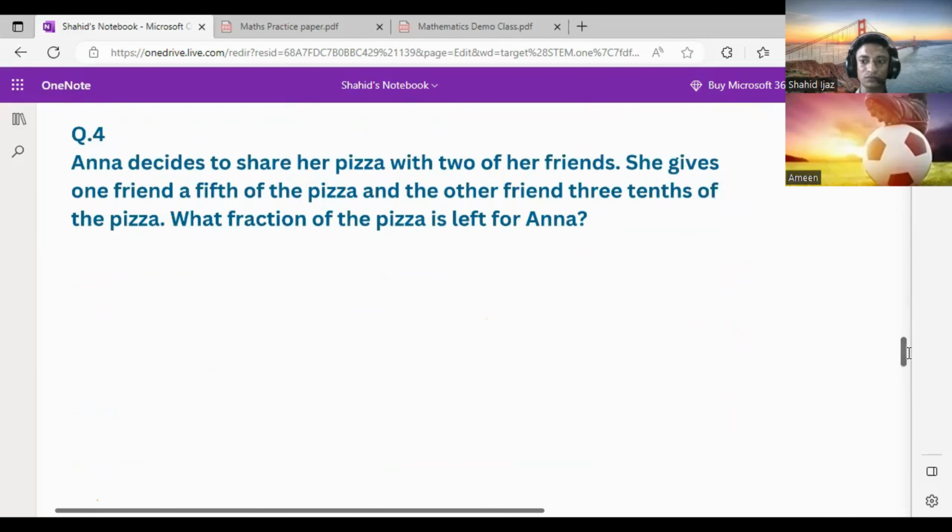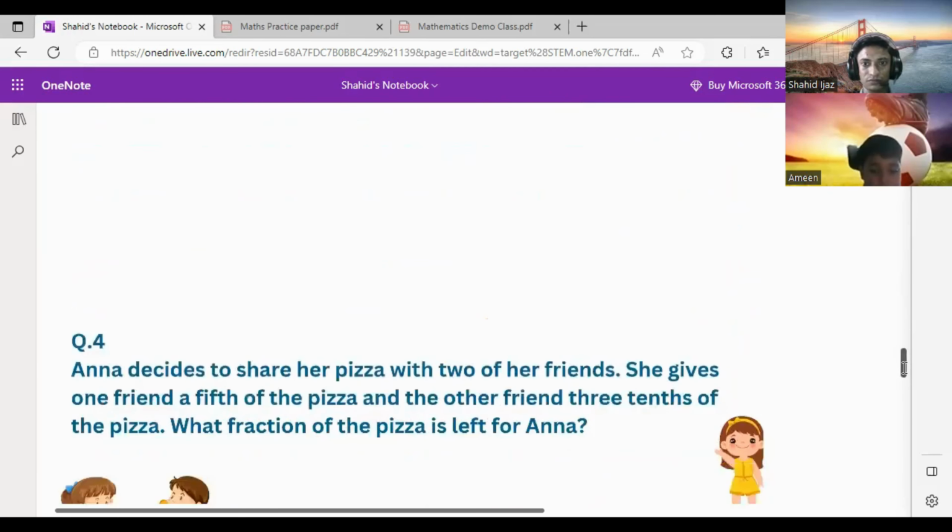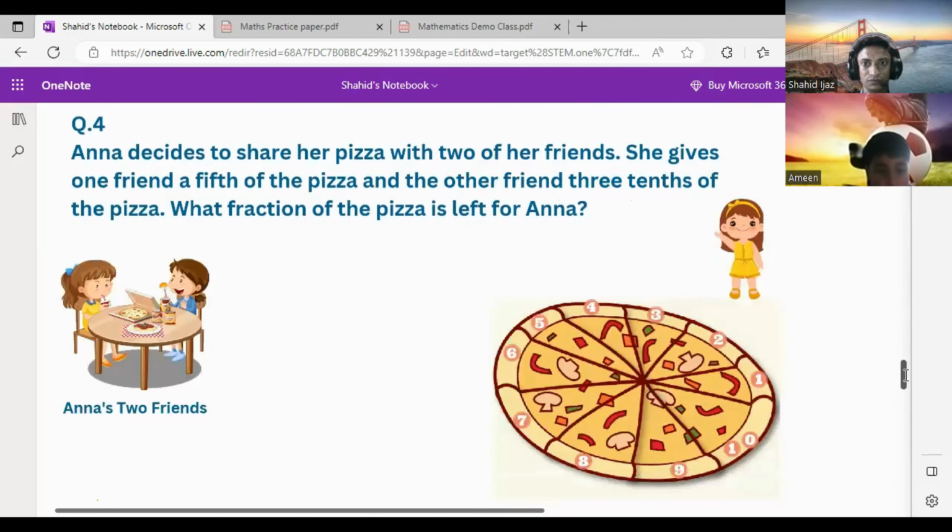Anna decides to share her pizza with two of her friends. She gives one friend a fifth of the pizza and the other friend 3/10 of the pizza. What fraction of the pizza is left for Anna? Do I mark it out over here? She is Anna, and these are her two friends.